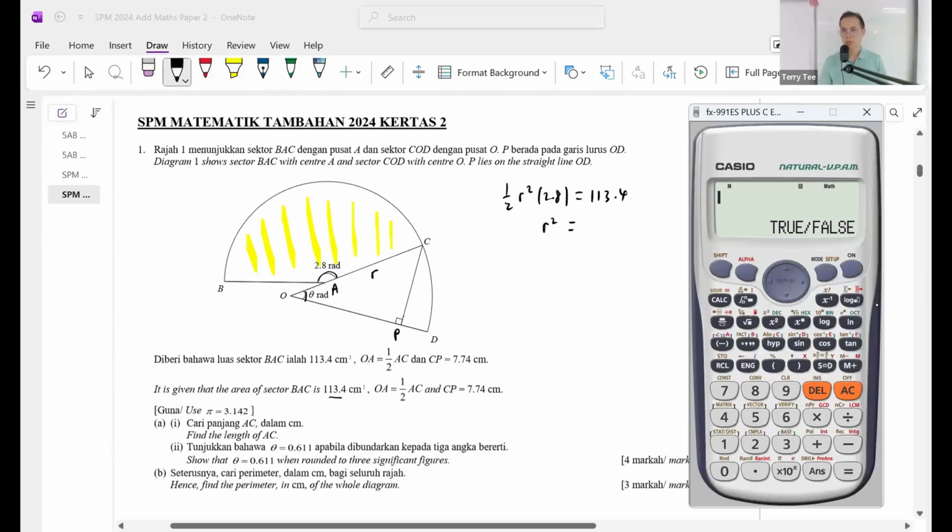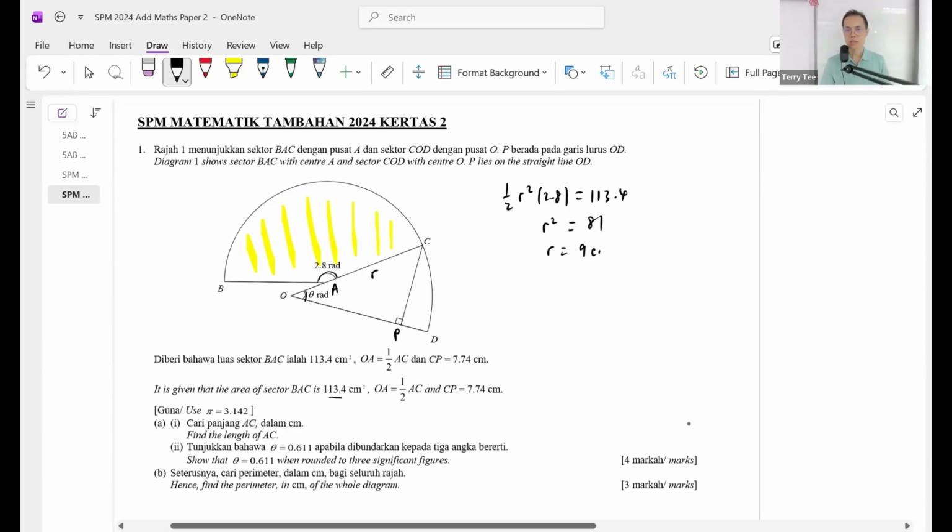We begin by using 113.4 times 2 divided by 2.8. You get your r squared. Your r squared is 81. Square root of 81, r is 9. Quite easy. So that's your AC. You're supposed to find length AC, so therefore your AC is 9 cm. Easy. Next, we are supposed to show the angle theta is 0.611, correct to 3 significant figures.